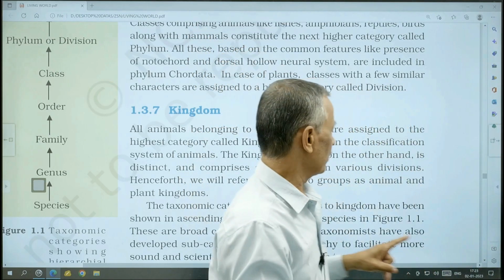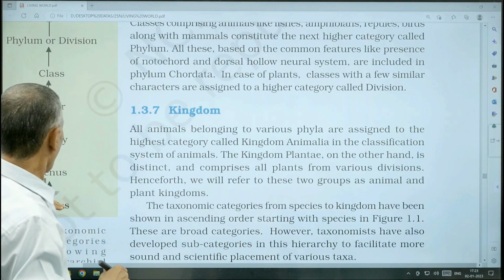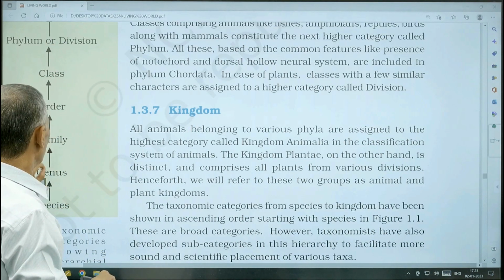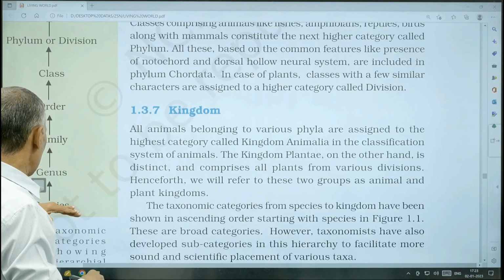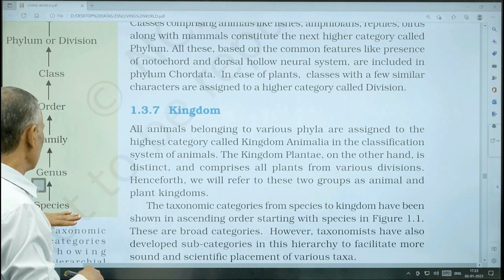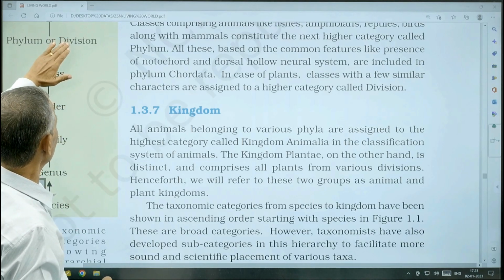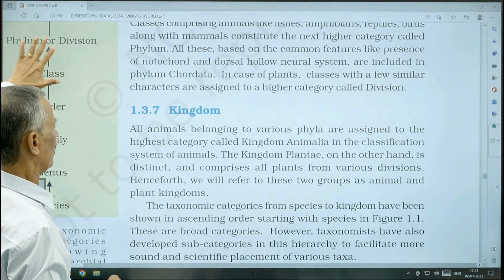And second, the common characters go on decreasing. So it is easy to classify at the low level. At the lowest level it is easy because all characters are the same. But it is very difficult to classify at higher levels.